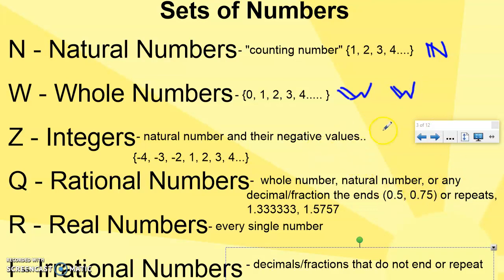What else? An integer, we draw 2 lines for our Z here. And again, that's not the prettiest thing ever.